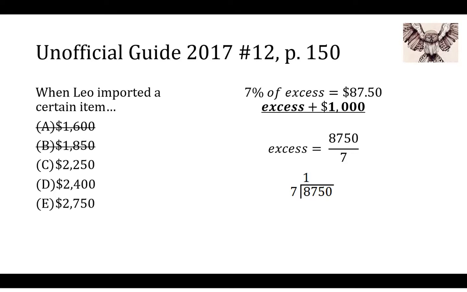So let's try it. So 1 times 7 is 7. 8 minus 7 is 1. Bring down the 7. And now we're doing 7 into 17. So how many times does 7 go into 17? I think that's 2 times.